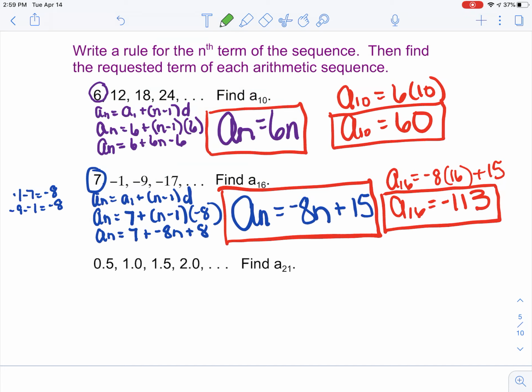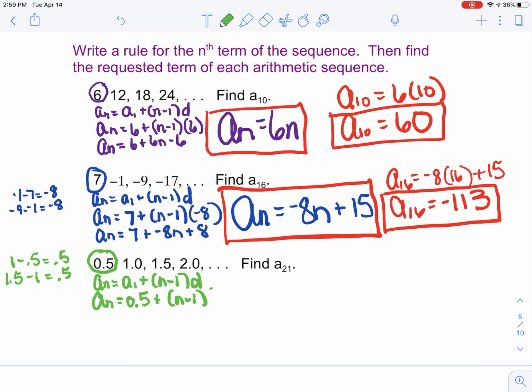All right, we got one more to do here. A sub n equals A sub 1 plus n minus 1 times d. A sub n stays as is. My first term is 0.5 plus n minus 1. I need my common difference. So 1 minus 0.5 equals 0.5. 1.5 minus 1 is 0.5, so my common difference is 0.5.